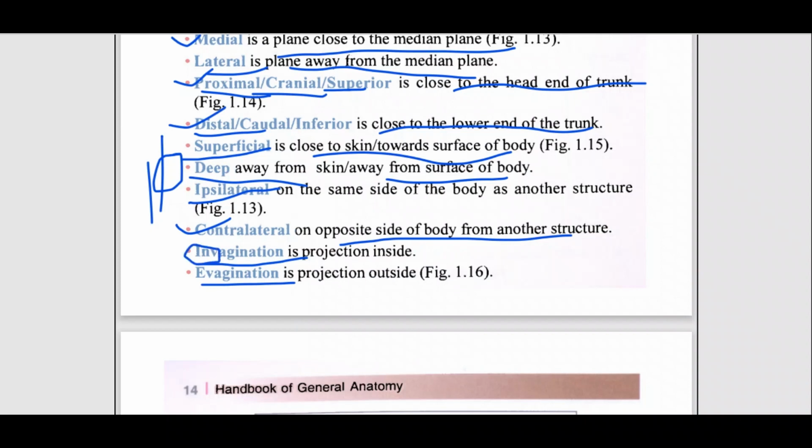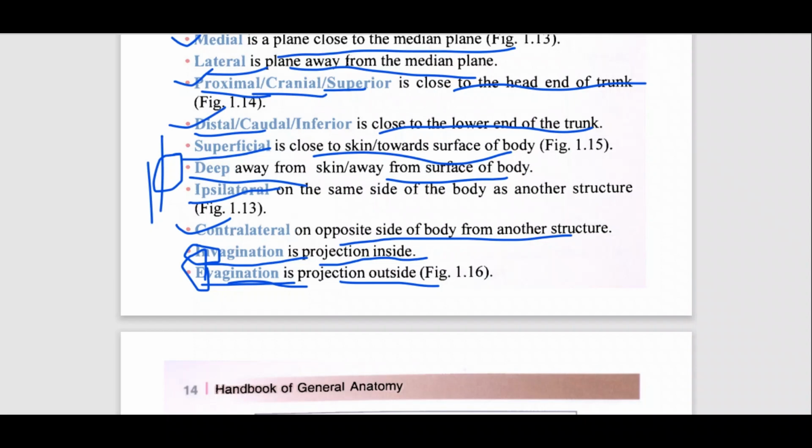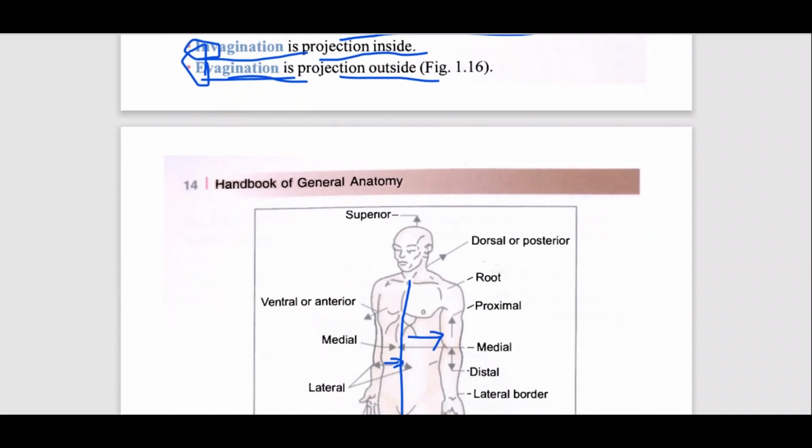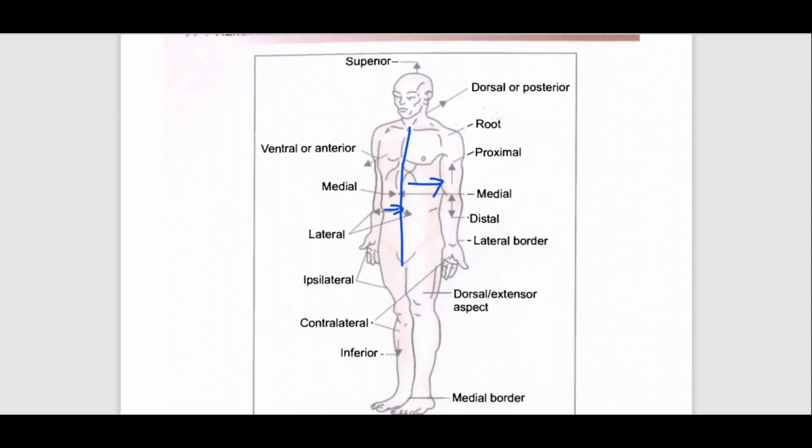Now, the words invagination and evagination, जहाँ पे in आएगा, this means inside. So invagination means projection of something inside your body, while evagination means projection of something outside of your body, because word e जहाँ पे भी आएगा, that means outside, यानी बाहर की तरफ. Now we will look at the figures of different terms in relation to the body of your trunk.